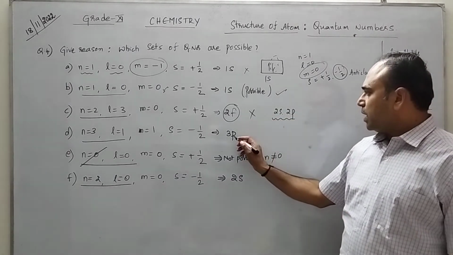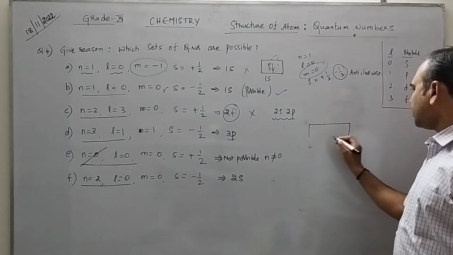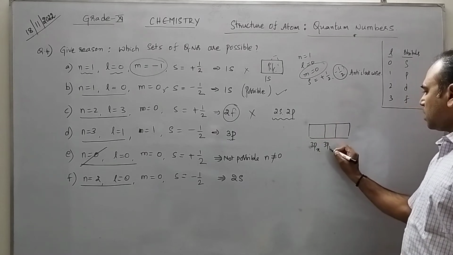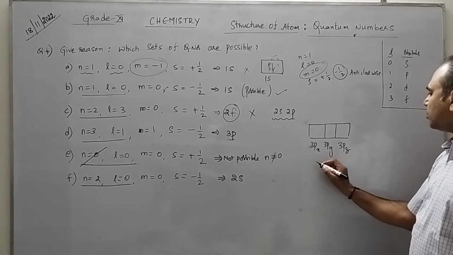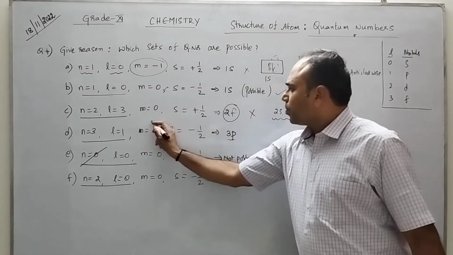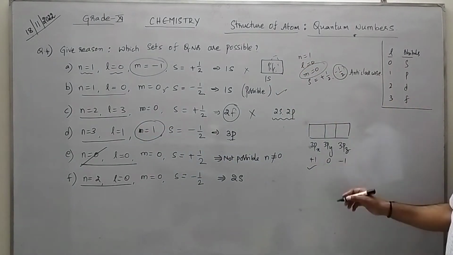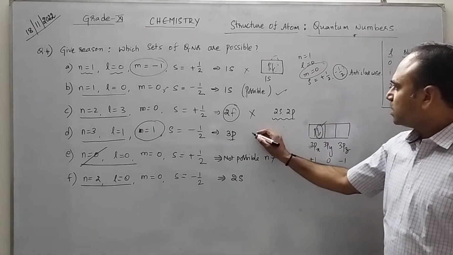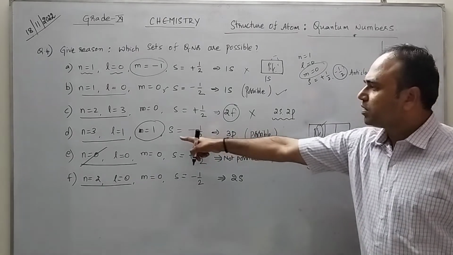Next, in the fourth one, we can say 3p. Let us draw the orbitals here. Nothing but 3px, 3py, and 3pz. So you know the values. This is plus 1, 0, and minus 1. So here they have mentioned it as 1. So 1 is possible, and s is minus half. So you are having anti-clockwise spin. So hence this is also possible. All the 4 quantum numbers are possible.